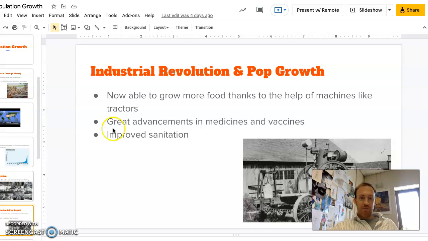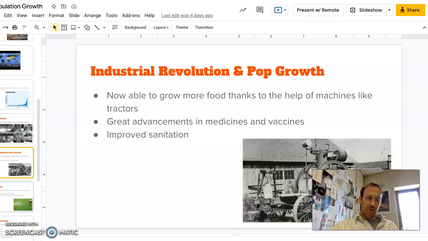And the last one was improved sanitation. So we learned that we probably shouldn't poop near our water sources. We should probably take a bath. We should probably wash our food in clean water and stuff like that. And once we learned those little tricks about how to steer clear of germs, a lot less people were dying. So this led to the first boom in population.